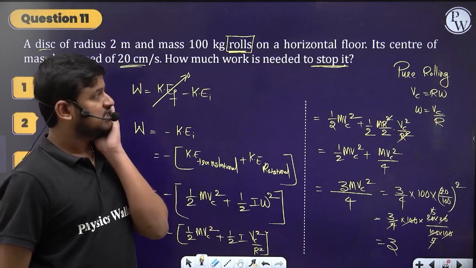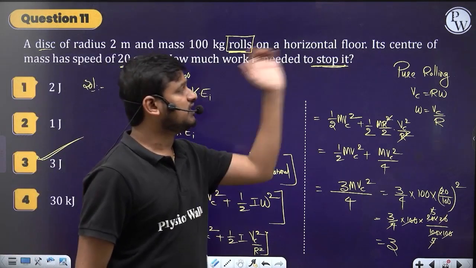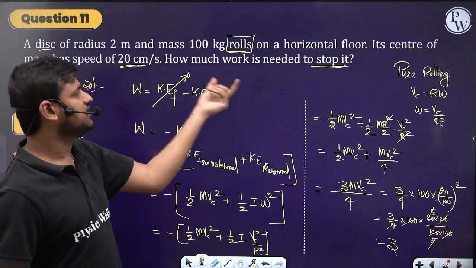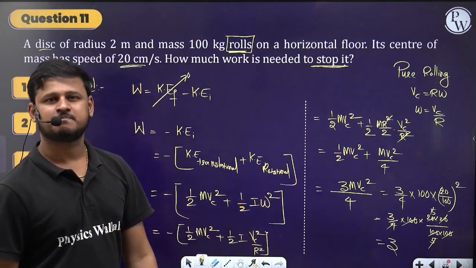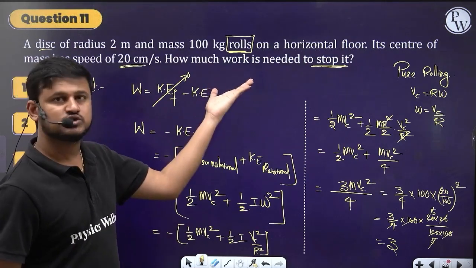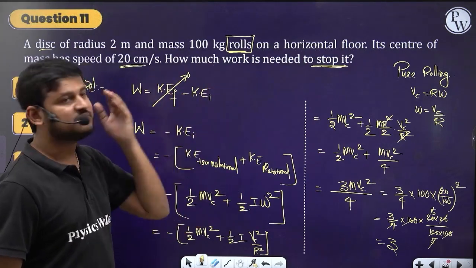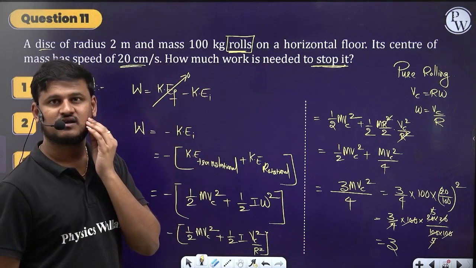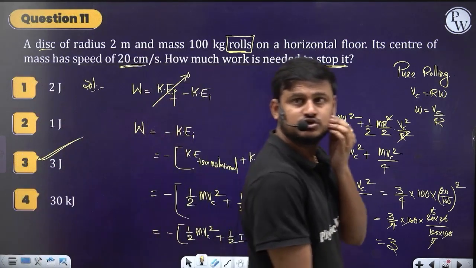Understood this concept? If you don't consider pure rolling, we can't find what omega is. There is no other alternative to find omega, and they did not mention it in the question. If they mention it, you can take it directly, but they did not mention, so compulsorily you should consider it as pure rolling. Done? Chalo, next.